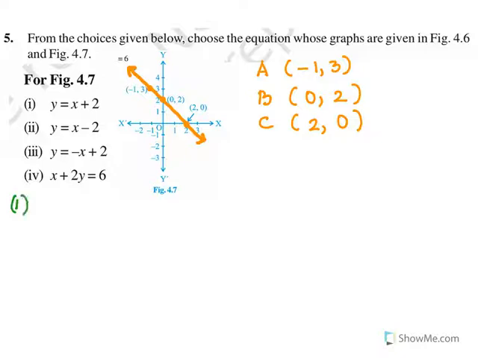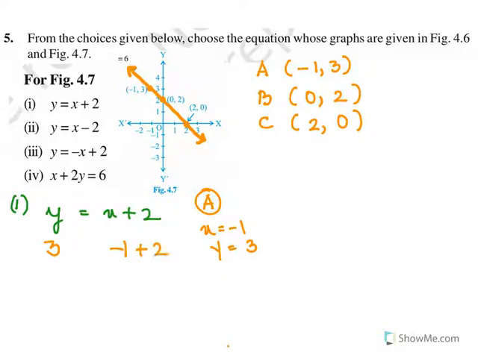For the first one, the equation is y equal to x plus 2. We will check for point A. Now in point A, we have seen that x is -1 and y is 3. Let us put the value. So y was 3 and the x was here -1, and this is +2. So we got 3 here, we got 1 here. Is it equal? It is not equal. So this doesn't satisfy. We need to cancel it out.